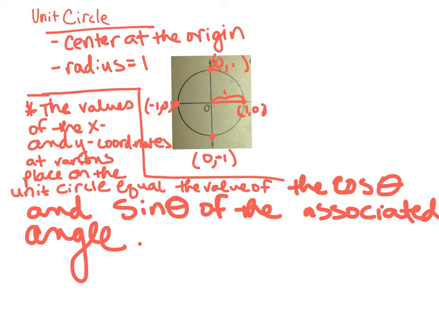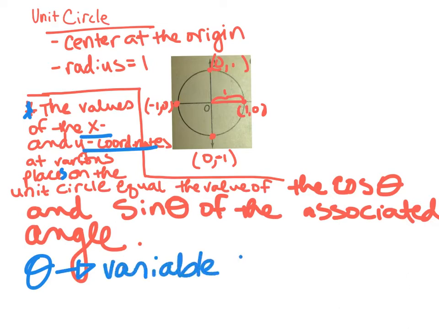So, very important here is that the value of the x and y coordinates of the various places on the unit circle equal the value of cosine theta and sine theta for the associated angle. So theta is just a variable to represent angle measures.